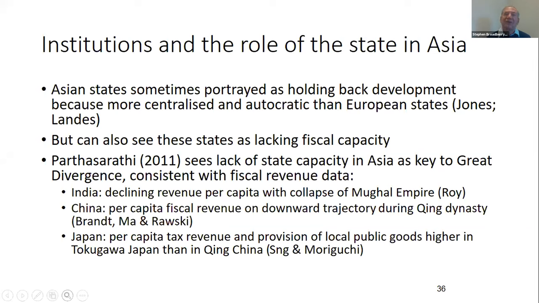And this is in some ways consistent with the fiscal revenue data I just showed you. In India, you have the implosion of the Mughal Empire in the 17th, 18th centuries. In China, definitely a downward trajectory of fiscal revenue per capita during the Qing dynasty. And there's a paper by Sung Moriguchi comparing Tokugawa Japan and Qing China, showing a greater per capita tax revenue in Japan and greater provision of local public goods.